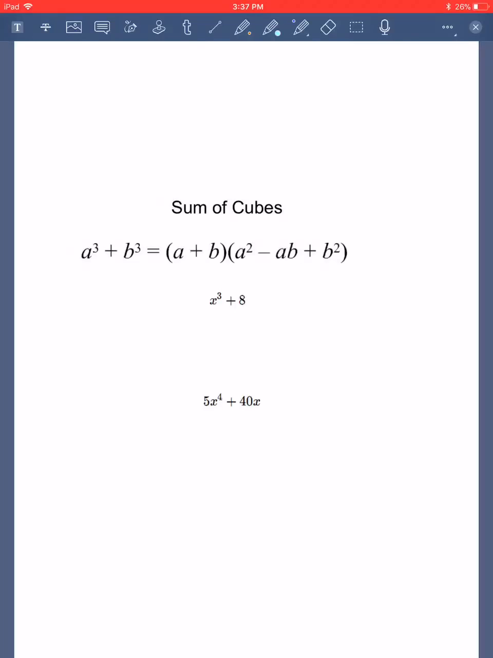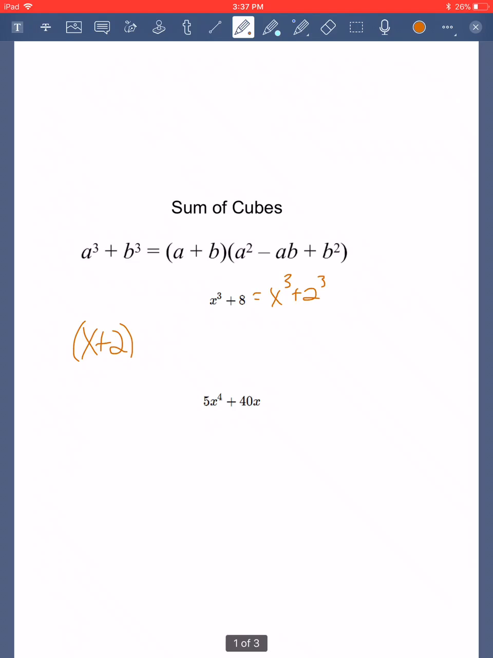So first off, we can only use the sum and difference of cubes if everything within your polynomial can be written as something cubed. So x cubed plus 8, I can rewrite that and say that it's x cubed plus 2 cubed. 2 cubed is the exact same thing as 8, so I didn't change the value of the polynomial at all. I just rewrote it. Since I was able to do that, I can drop the cubes, and x plus 2 is my first factor.